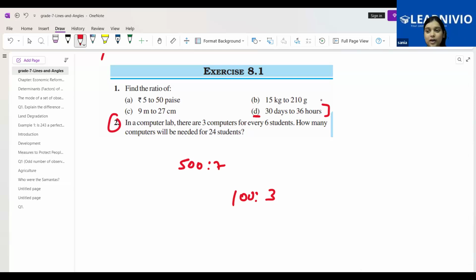Quick, quick, we are running out of time. What did you get for this? Ma'am, the answer for this one is 360 to 18. The D one. This is also wrong. Ma'am, 360 to 80. 18. No, this is wrong. Okay.